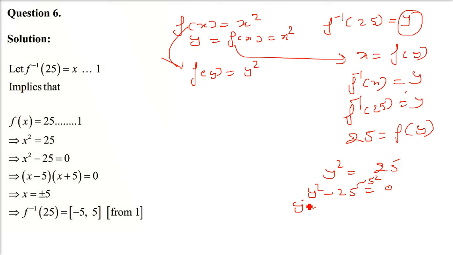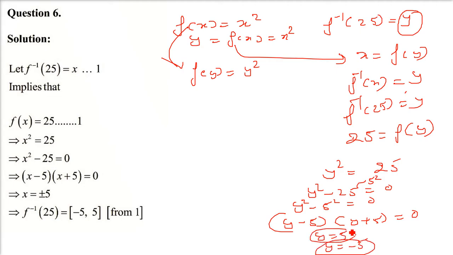Now you can always use the formula a squared minus b squared, so (a minus b)(a plus b). This is going to give you y equals 5 and y equals negative 5. So this is the solution. f inverse of 25 is negative 5 and 5. The only thing I want to highlight is you can always use x. I'm just saying that when we were doing theory and previous questions, y equals f(x) was our initial function and x equals f(y) was our inverse function. That is how I used it.